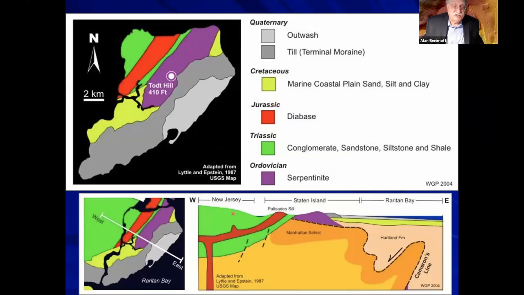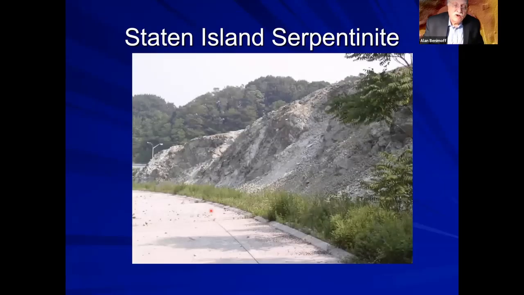And then we have a cross section across this, say from west to east, and this is what we see, and you can see it right over here. So the serpentinite sits here, then we have the Hartland rocks over here and some other rocks over here. The Palisade sill is over here, and the rest of the Newark Basin rocks are here. So here's our outcrop of serpentinite. It's actually filled in now because they came here and they widened the I-278 and they filled all this in and so forth.